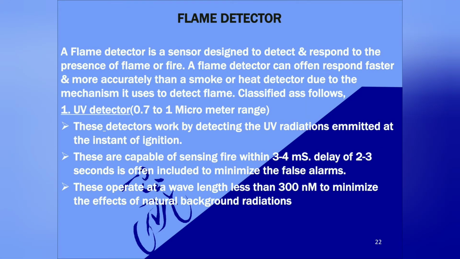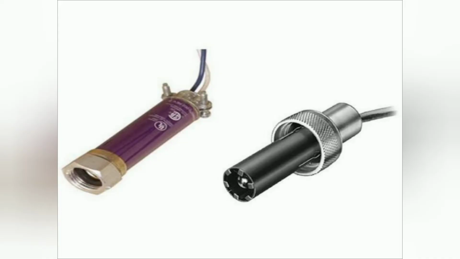Now let's see a flame detector. A flame detector is a sensor designed to detect and respond to the presence of flame or fire. These can respond often faster and more accurately than a smoke or a heat detector due to the mechanism it uses to detect the flame. UV detectors operate in the range of 0.7 to 1 micrometer, and these detectors work by detecting the UV radiations emitted at the instant of ignition. These are capable of sensing fire within 3 to 4 milliseconds, and normally we add a 2 to 3 millisecond delay in order to minimize false alarms.